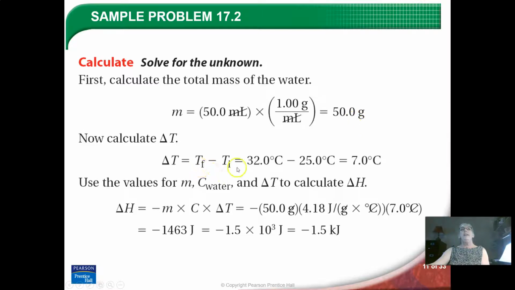We do final minus initial. This is important: always take the ending number minus the beginning number. 32 minus 25 gives you 7. Then we throw this all into the equation for delta H. Negative mass, so 50 grams here. C for water is 4.18. And then the change in temperature, 7.